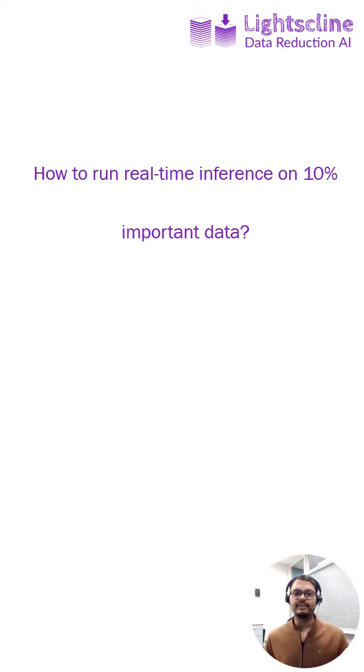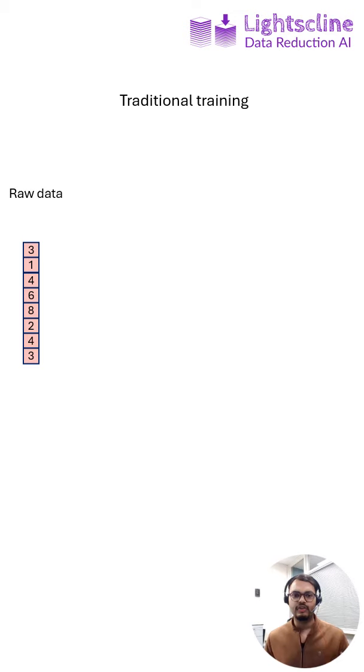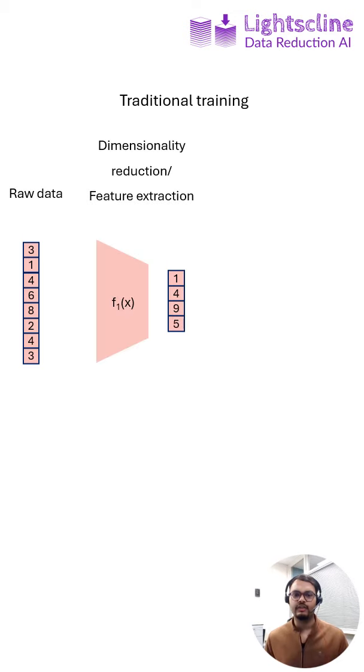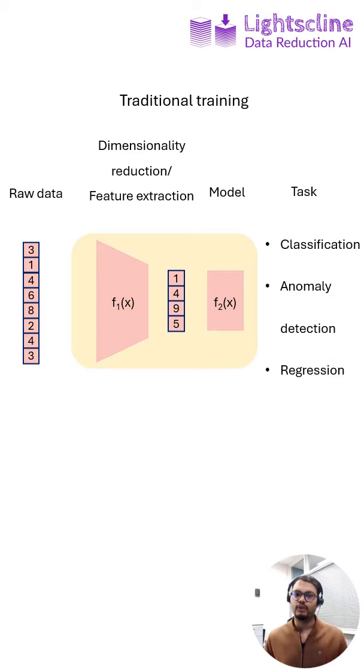How to run real-time inference on just the 10% important data. We will look at examples on distributed fiber optics and wearables datasets. So in the traditional machine learning training scenario, we start with the raw data. We will do some dimensionality reduction. We will train models on a reduced version of the dataset to finally solve tasks like classification or regression.